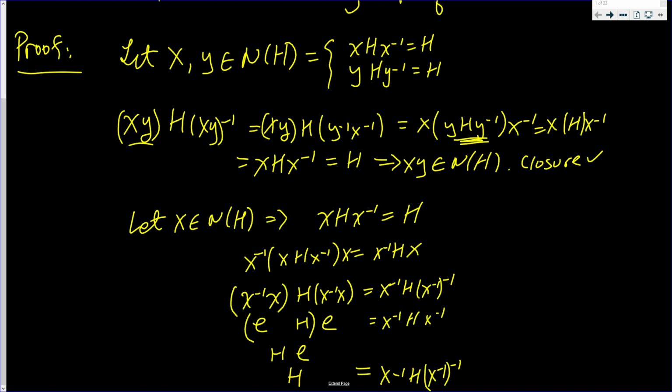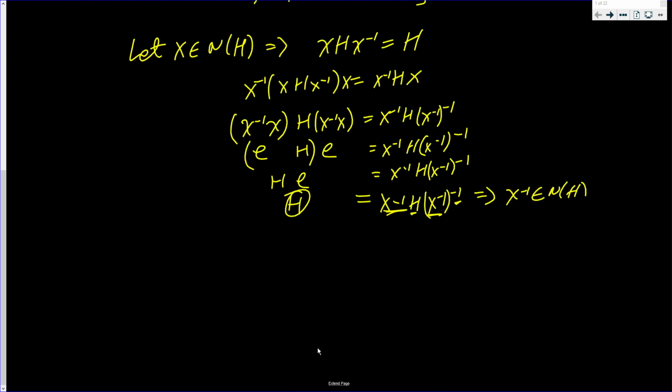Let's just formally write this down. But this implies that X inverse is in N of H, because that element times H times that element inverse equals H. Therefore, N of H is a subgroup of G.